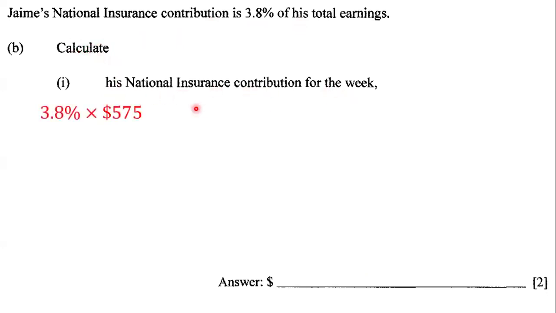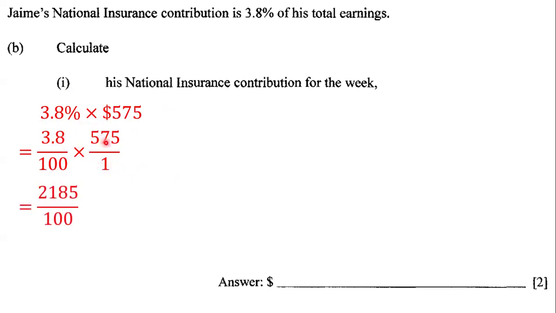In order for us to determine that, we're going to say 3.8% multiplied by 575. We're going to represent this percent as a fraction. So it's going to be 3.8 divided by 100 multiplied by 575 over 1. We're going to multiply 3.8 by 575, and we're going to multiply 100 by 1. And so that's going to be 3.8 times 575, which is 2,185 all over 100. And so when we divide these two numbers, we get $21.85. So his national insurance contribution is $21.85.